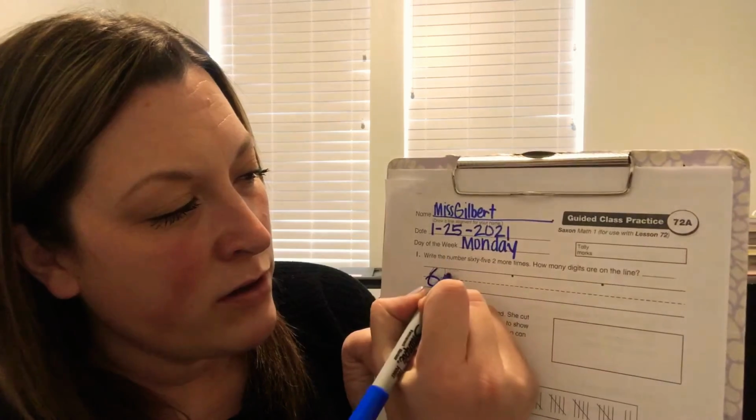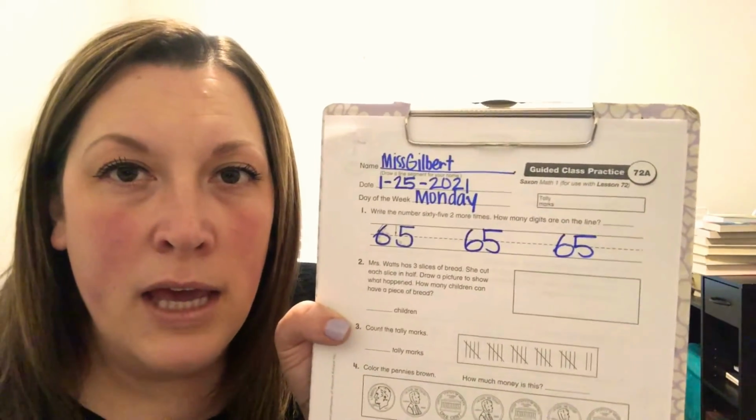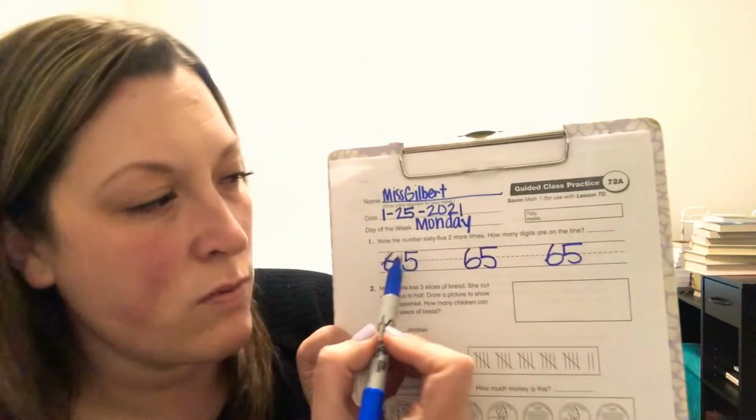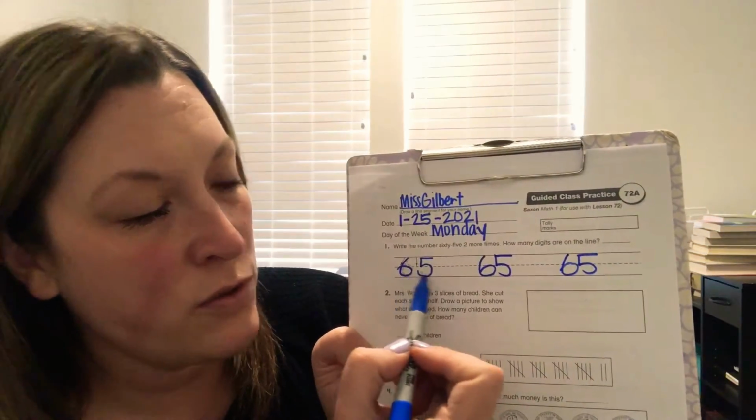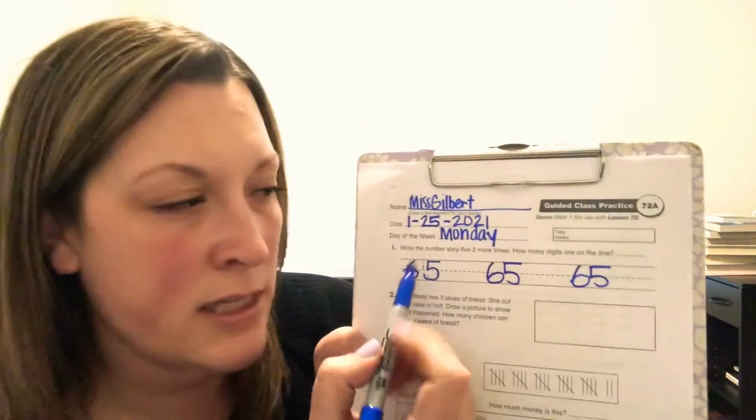We'll trace it, and then we'll write the number two more times. Ready? Slant down and give it a curl, down and around and give it a hat to write the number 65. Slant down and give it a curl, down and around and give it a hat to write the number 65. Okay, so we've got 2 digits in 65.